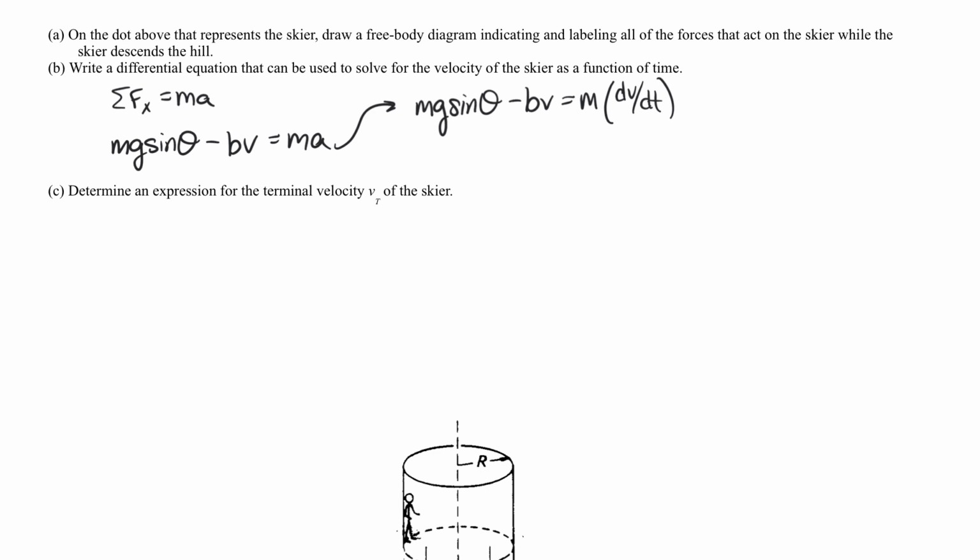Alrighty. Determine an expression for the terminal velocity of the skier. Terminal velocity of the skier is when it is no longer accelerating. So that is when mg sine theta equals bv. That is the terminal velocity. So the terminal velocity is mg sine theta divided by b. That's it.